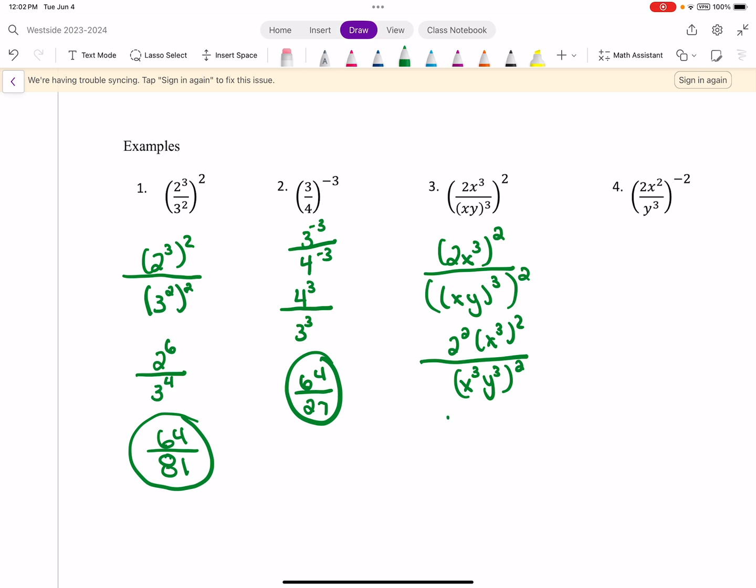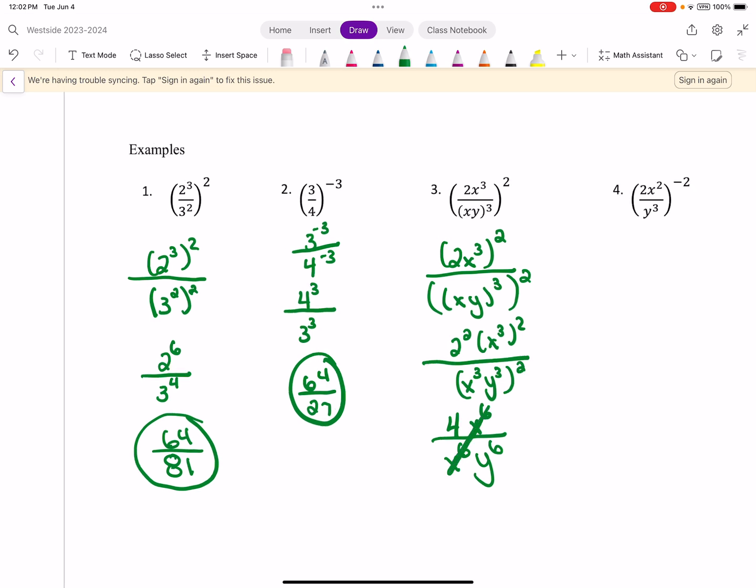Well, 2 squared is 4. x to the 3rd squared would be x to the 6th. So my top is 4x to the 6th. And then on the bottom, x to the 3rd squared would be x to the 6th. y to the 3rd squared would be y to the 6th. We're not solved yet because it's not simplified. We have an x to the 6th on top and an x to the 6th on bottom, so those would cancel. So our final answer would be 4 over y to the 6th.